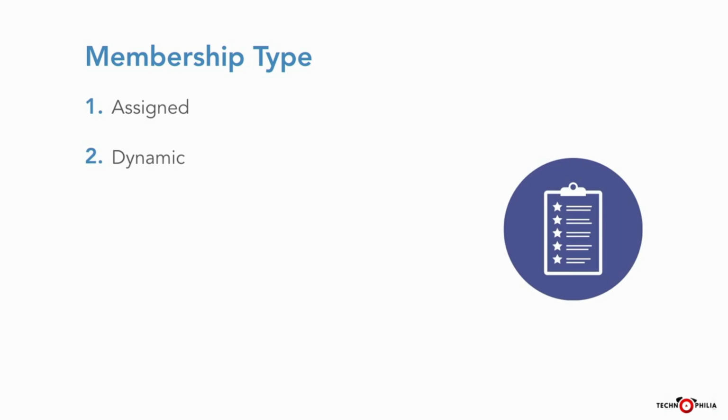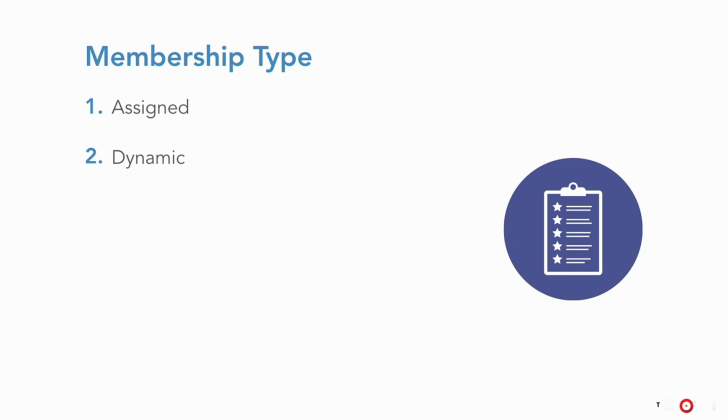There are two different membership types available for Azure AD groups. These can be assigned or dynamic. Assigned is where members are manually added to a group, for example by an administrator using the Microsoft 365 Admin Center, or by the group owner of an Office 365 group.